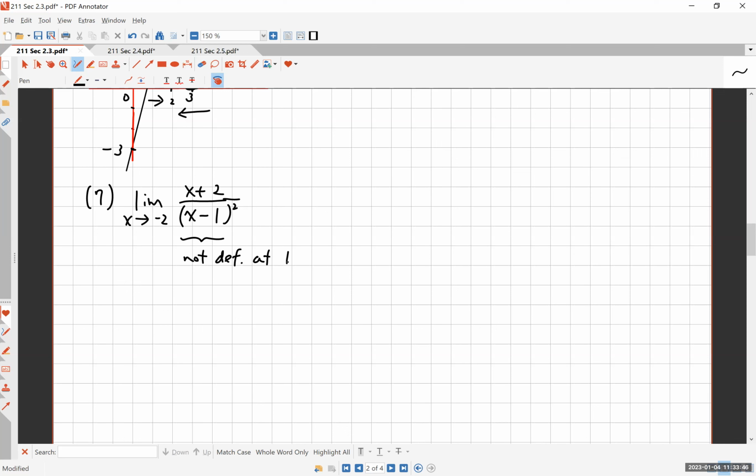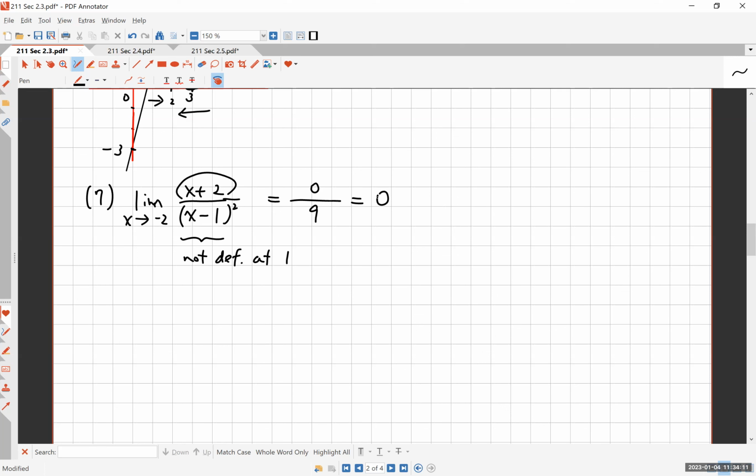Okay, but don't be deceived by that fact. And this is correct. This function does have a vertical asymptote at 1. But remember, we're trying to find the limit at x equal to negative 2. Okay, well, that's going to give this 0. But the denominator is non-zero. So negative 2 minus 1, that's negative 3 squared is 9.